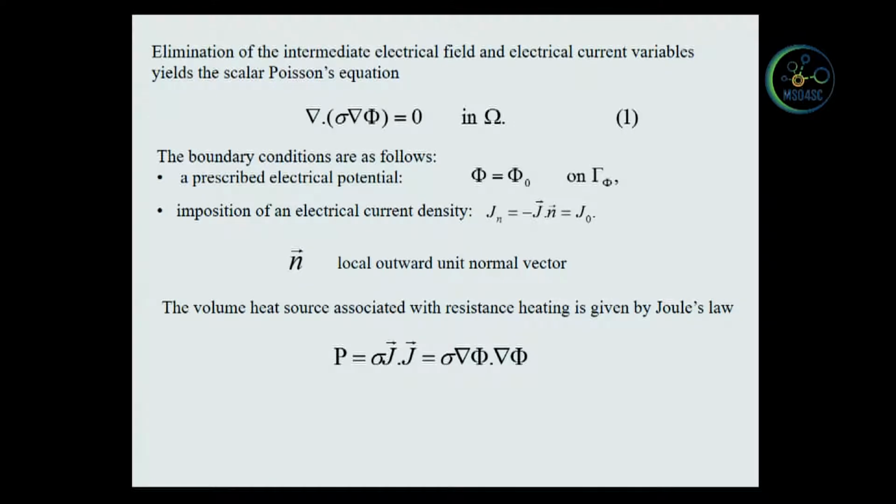We need a few boundary conditions. Here, a prescribed electrical potential, and we can give, as Neumann, the current. And after that, when we have the potential, we can calculate the Joule losses by these equations.